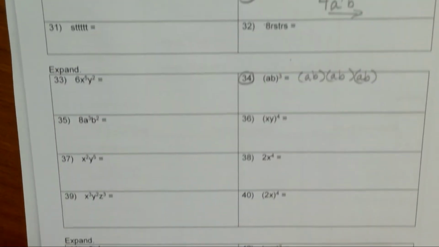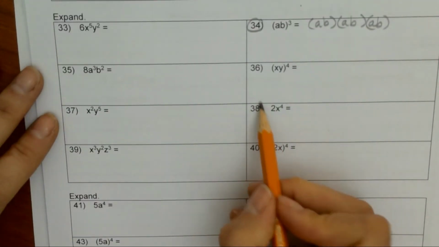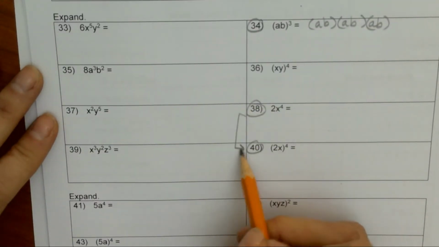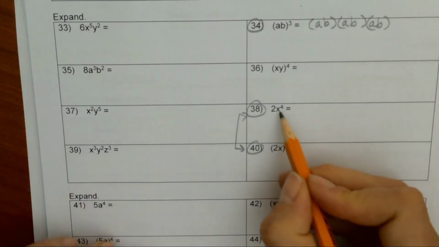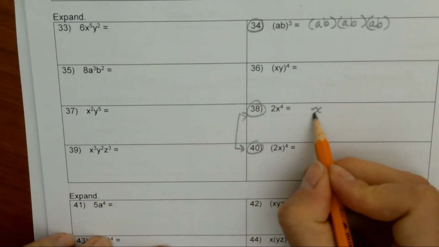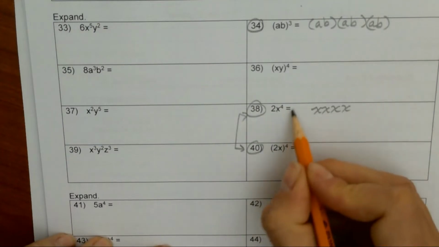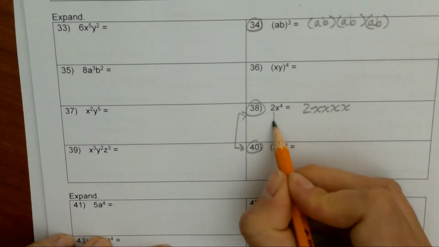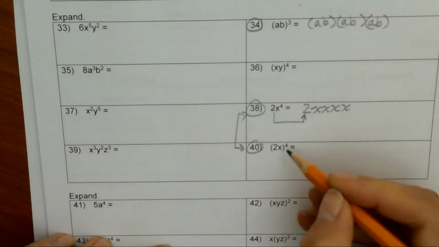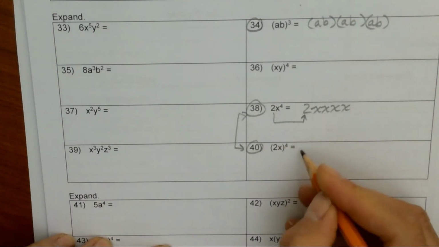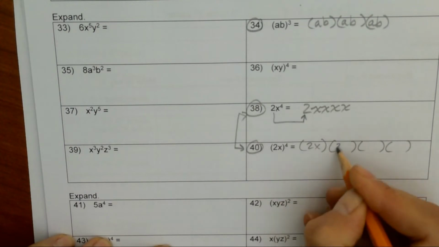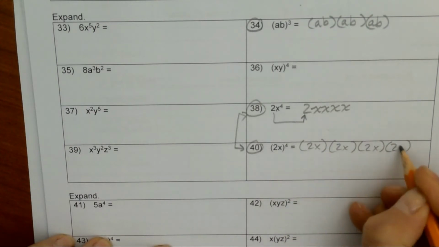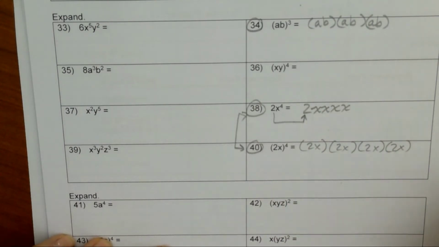But let's look at 38 and 40. So here, the 4 is only on the x. So it says write 4 x's and then put the 2 back in front. Here the 4 is on everything, so it says write the brackets 4 times. So you can see how it's different. So you have to be careful.